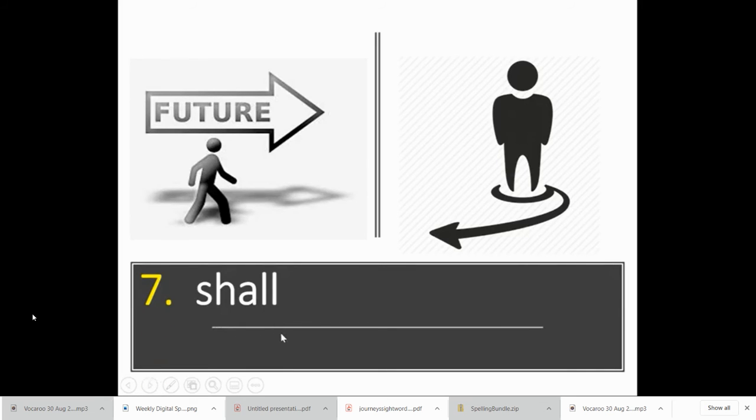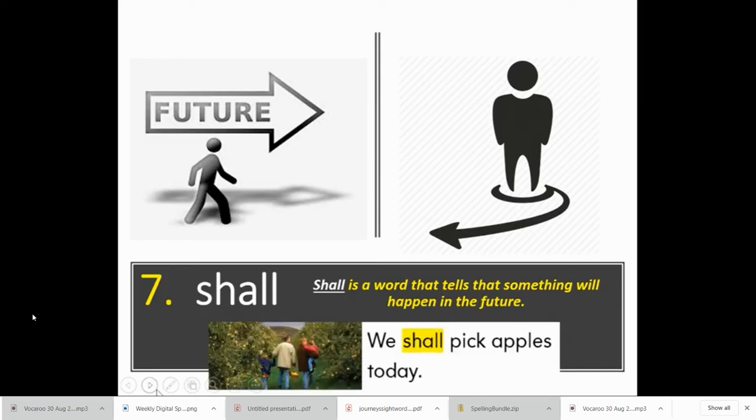Oh, our vocabulary word is shall. That is very tricky. Shall is a word that tells that something will happen in the future, just like the arrow over his head says. Something's going to happen in the future. Here is another example of how to use the word shall. We shall pick apples today. Means we haven't done it yet, but we're going to do it in the future.